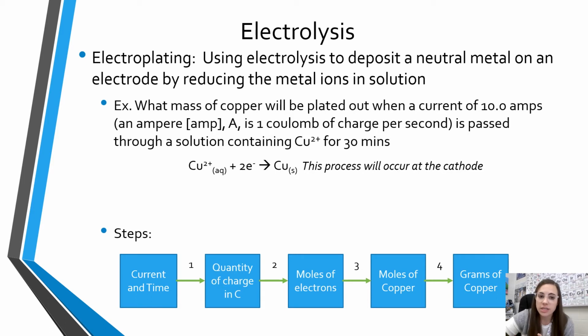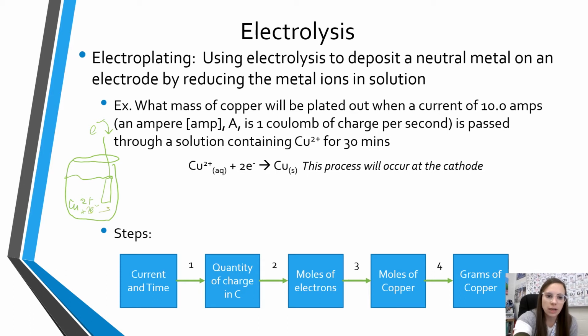All right, so here's an example. We have copper. If we want to visualize what's going to be happening here, we've got a solution. It's going to have copper 2+ ions. We have some electrode in here. As electrons flow and they reach the copper 2+ ions, they get reduced into copper, and that solid copper is going to plate onto the outside of this electrode. Now we are told that we're passing a current of 10 amps.